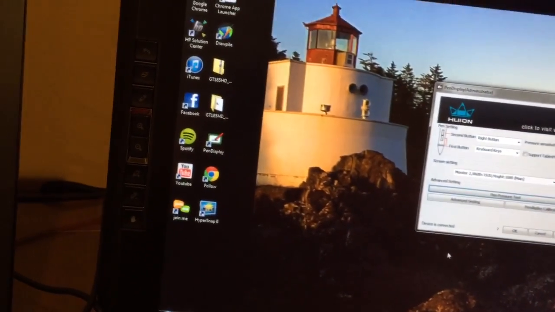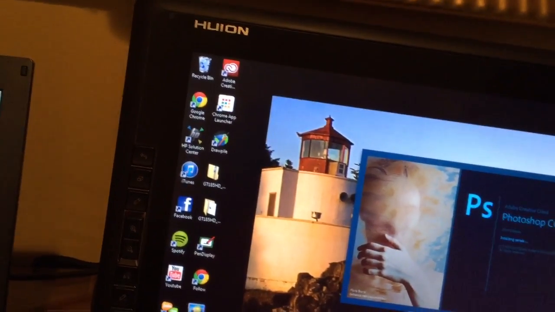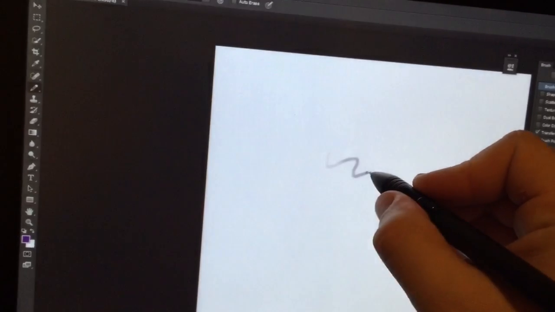And if I use Photoshop, it works well. You see, we have the pressure again, very good.